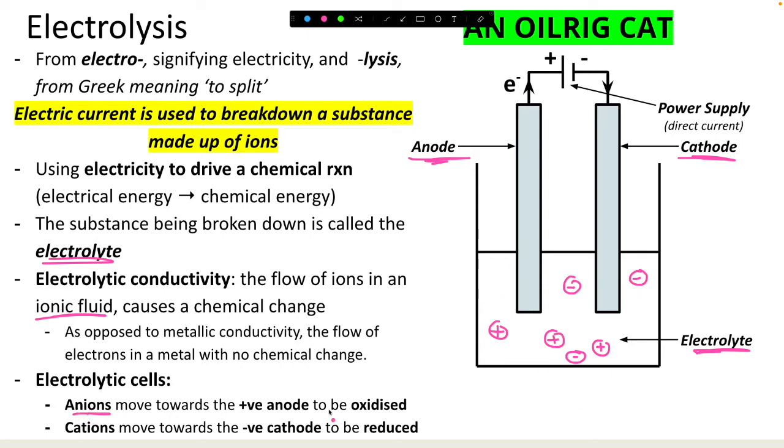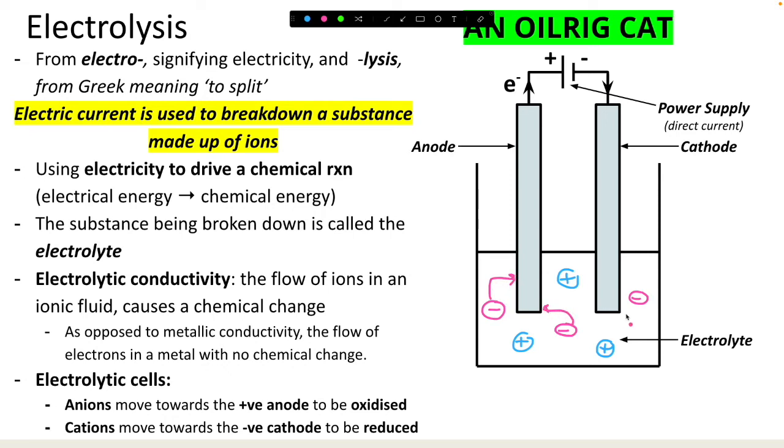So we have anions that move towards the anode. In fact, I might color code this a little bit nicer. So let's say we got our blue positive cations. We'll have our pink negative anions. So anions are going to move towards the anode. And the reason they move towards the anode is because it's going to end up with a positive charge.